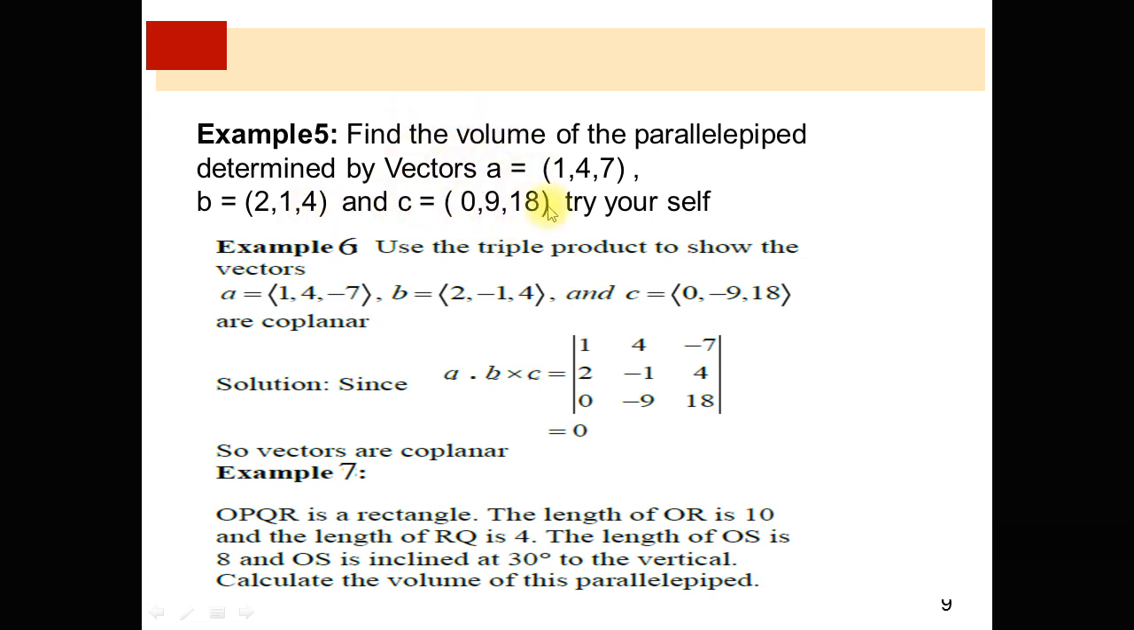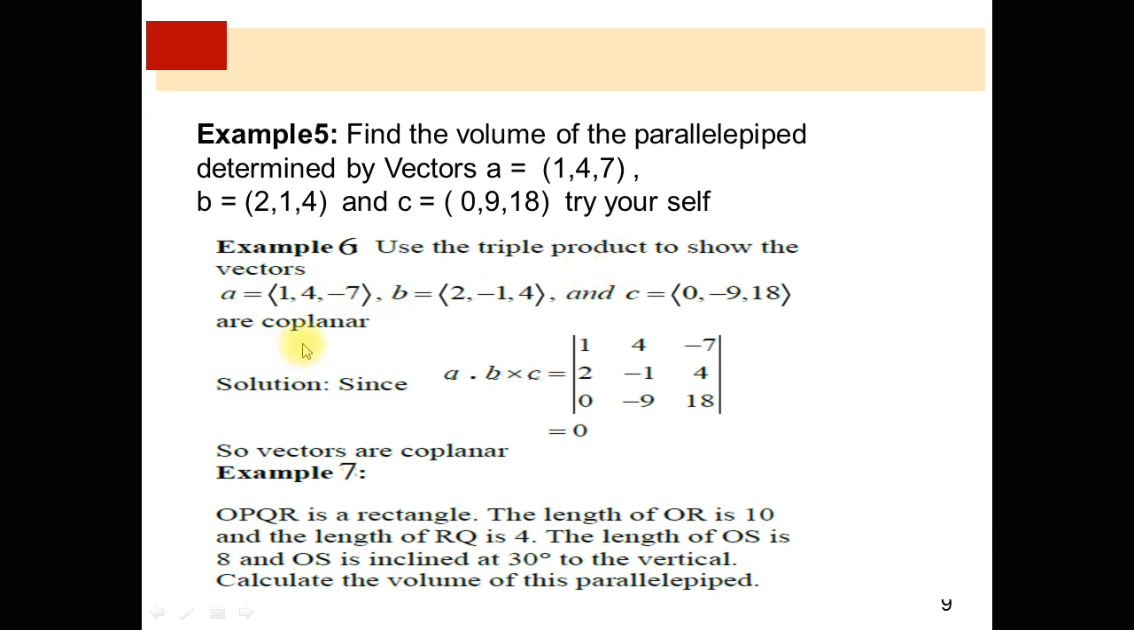So dear students, try yourself for this question to find the volume of the parallelepiped determined by the vectors A, B, C. Using a simple determinant, you can find the volume of the parallelepiped. Now use the scalar triple product to show that vectors A, B and C are coplanar.